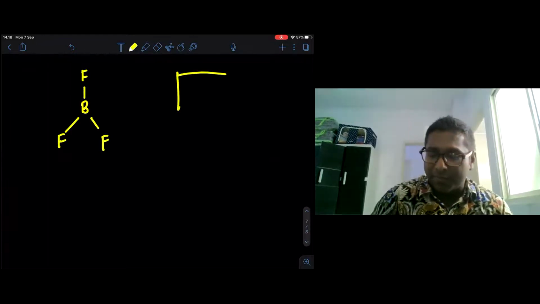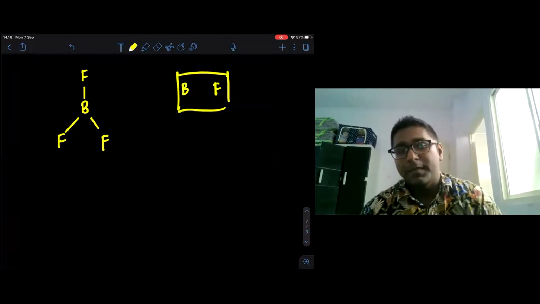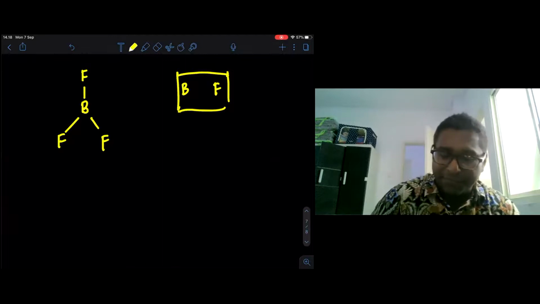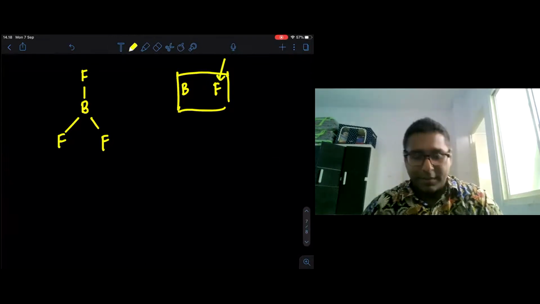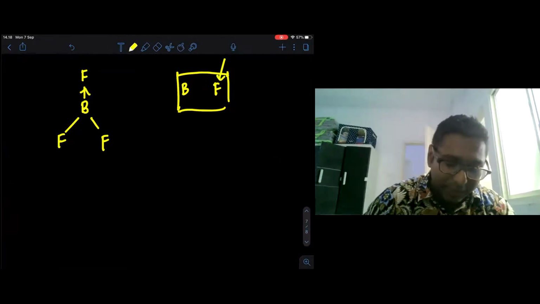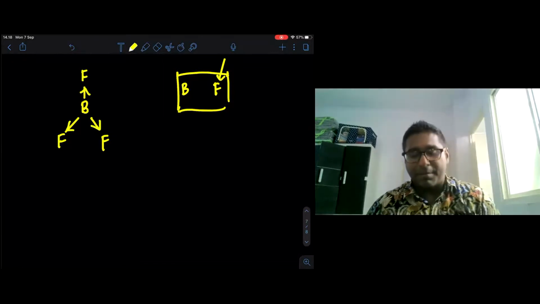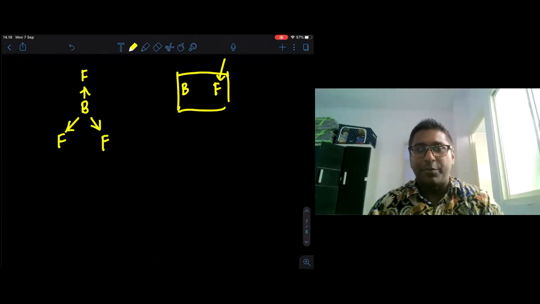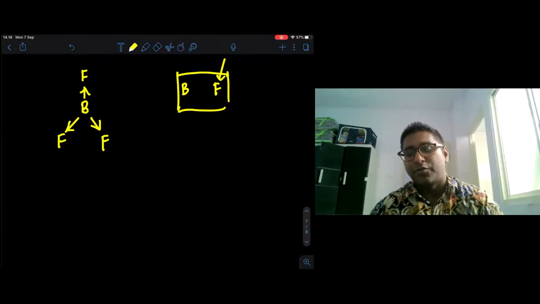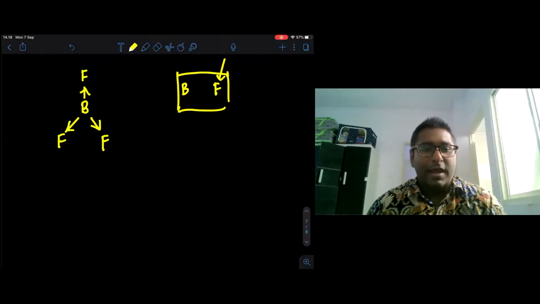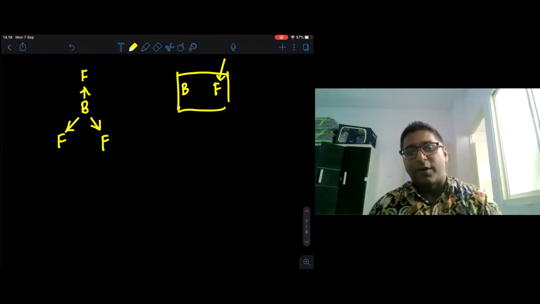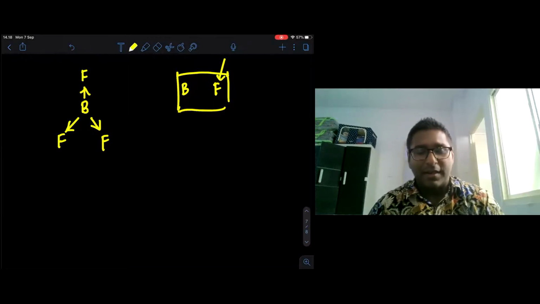If I have your periodic table, B is somewhere here, F is somewhere here, group 17. F is more electronegative than B. They will pull the electrons towards F. But remember something from your physics: they are pulling the electrons at 120 degrees to each other, with the same force. So in physics, they call it equilibrium, where they are not moving.